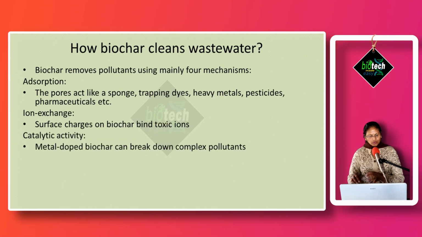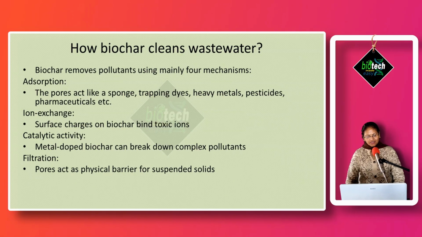Here the metal doped biochar can break down the complex pollutants, which are otherwise very difficult to be broken into smaller molecules. For example, dyes are one of the complex pollutants. So these can be used to make the wastewater clean. And the last one is the filtration.